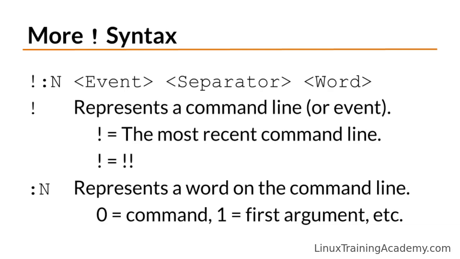The number in this syntax represents a word on the command line. 0 represents the first word on the command line, which is always going to be a command. 1 represents the second word on the command line. An easy way to think about this is that it represents the first argument to the command.